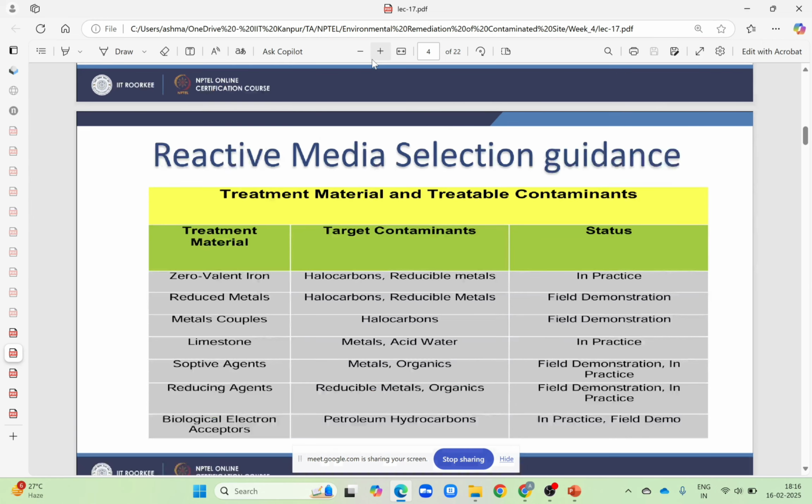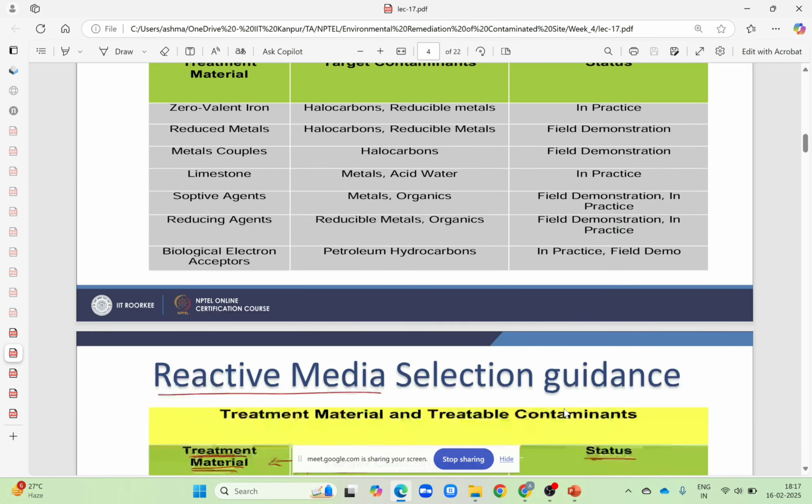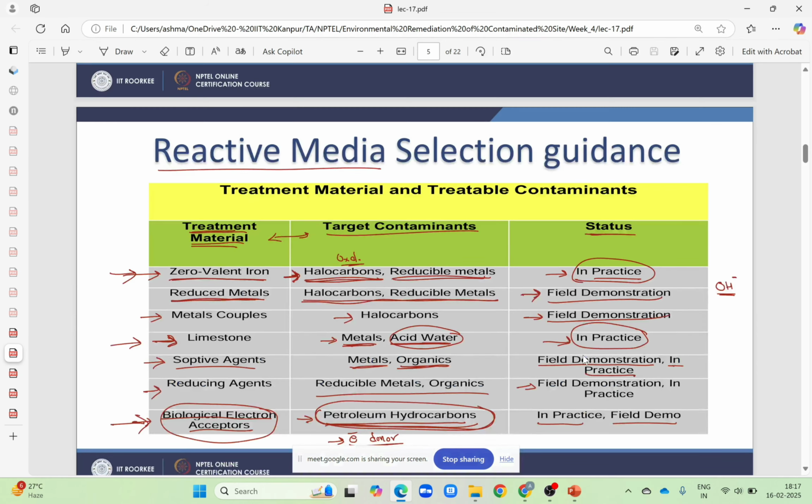This table gives the idea for the selection of reactive media based on the targeted contaminant. If we have chlorinated carbon and reducible metals, then we can use zero valent iron, and this technology is interactive. And if the target contaminant is petroleum hydrocarbons, then we can use biological barriers. These use microbes, and in practice this technology is also being implemented.